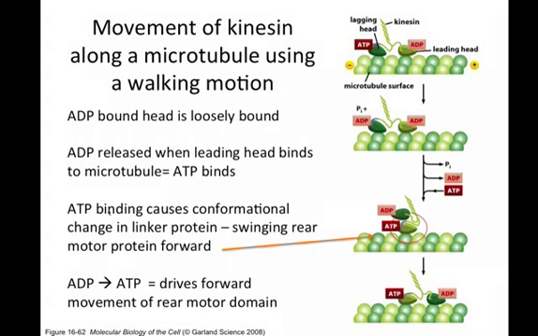So in this case, you've got your ADP. This is your leading head. It's ADP bound, so it's loosely bound. And so then when it binds tightly, then ADP is released and ATP binds. That's right there. And the ATP binding causes a conformational change in the linker protein. And so again, that's this, and that's not the head part. The head part's binding to your track, but then it's this kind of lever arm linker protein that's linking between the head and the coil domain. And so it causes conformational change in the linker protein, which swings the rear motor protein forward. And then you replace with ATP, and then that drives forward the movement of the rear motor domain.